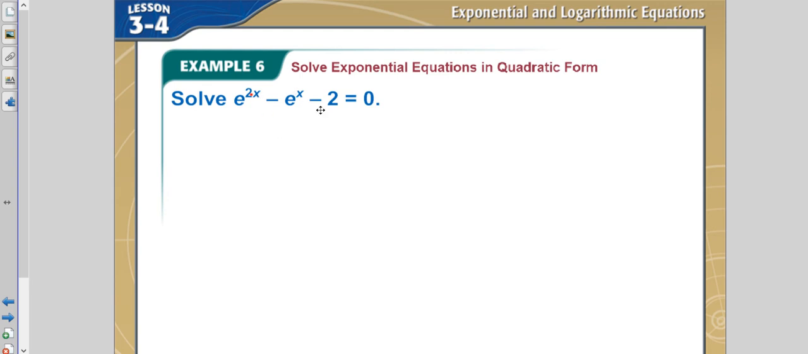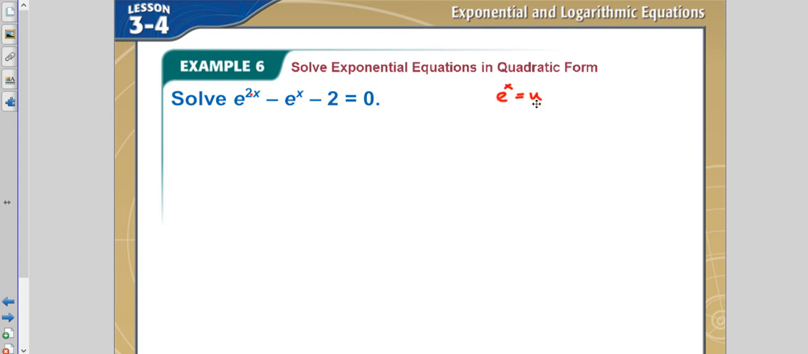x minus 2 equals 0. We could use x method. Now, it's kind of strange when it's in this form because you're looking at a and b out the front, but here's what we're going to do. We're going to say that e to the x is the same thing as u, and I'm going to use the letter u just because you're going to learn in calculus something called u substitution. It makes the problems easier to solve.